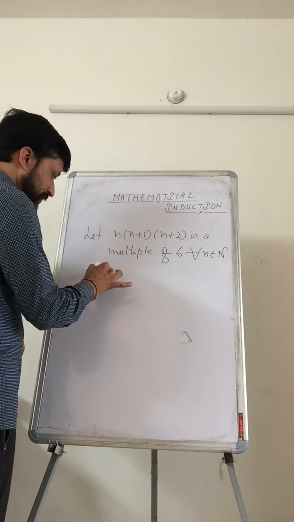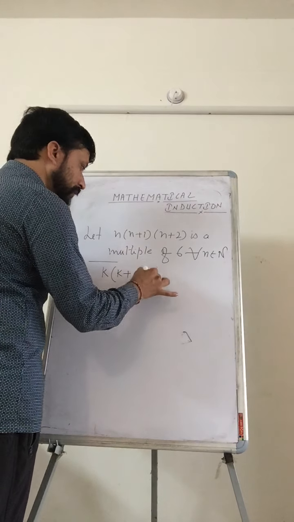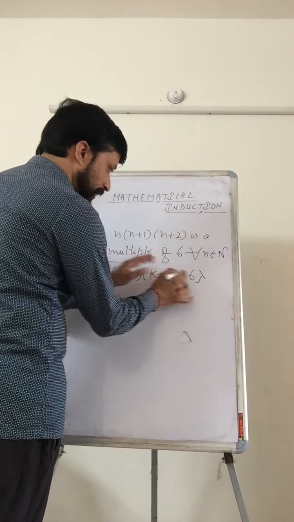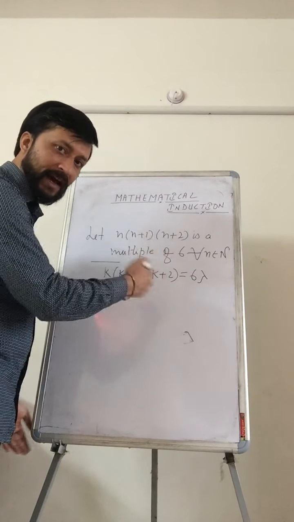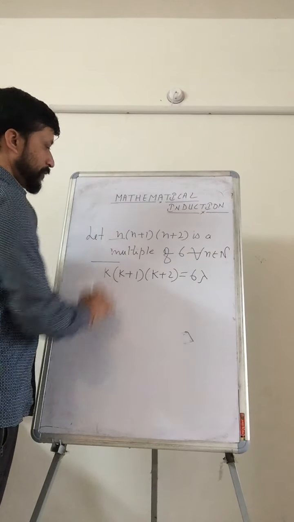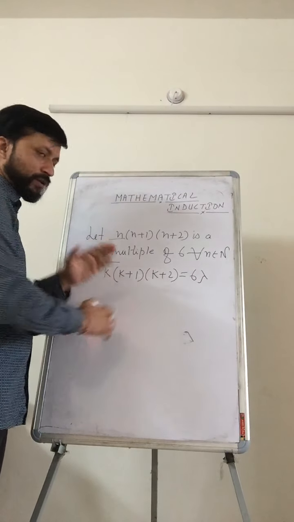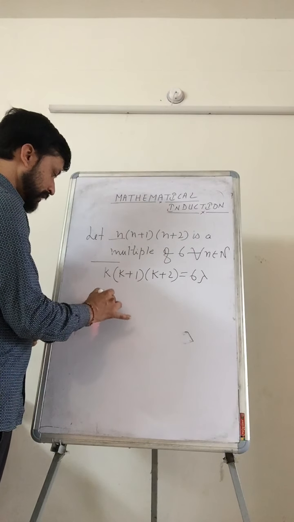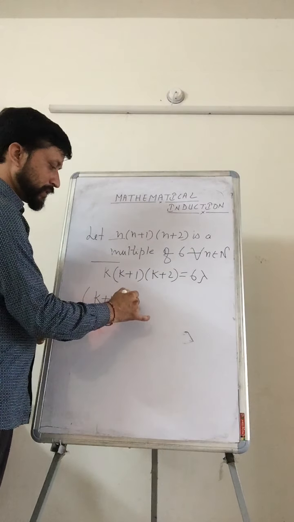The second step expression first, write once again, which is k plus 1, k plus 2. This we can write here as 6 lambda because it is a multiple of 6. That we have already assumed by assumption. In the third step, what will we do? Everywhere we will replace n with k plus 1, because we want to prove for the next natural number. So we will write here k plus 1, k plus 1 plus 1, that is k plus 2.